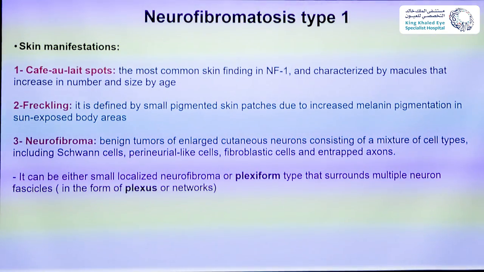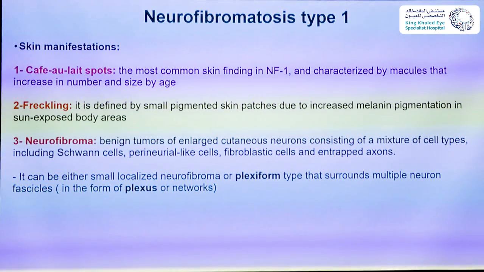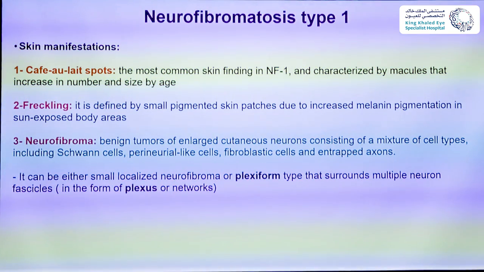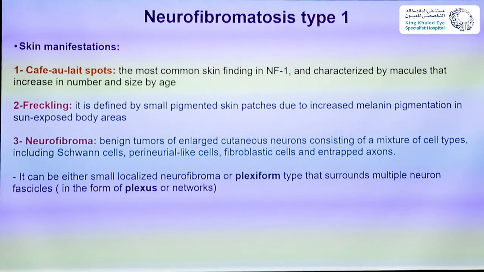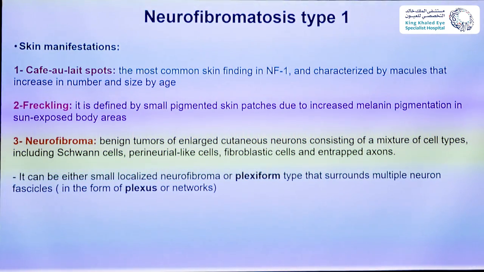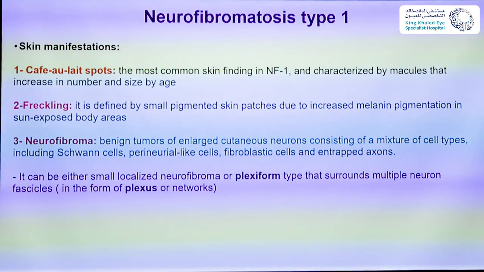So these lesions are elevated nodular lesions having many cells, including Schwann cells or neural cells in general, in addition to fibroblastic cells, so neurofibroma, and hence the name. So regarding the neurofibroma, it can be either small localized neurofibroma or plexiform. So we have the small localized is the most common, but having plexiform neurofibroma is a prerequisite for diagnosis of neurofibromatosis, because it indicates a worse involvement of the neurons.